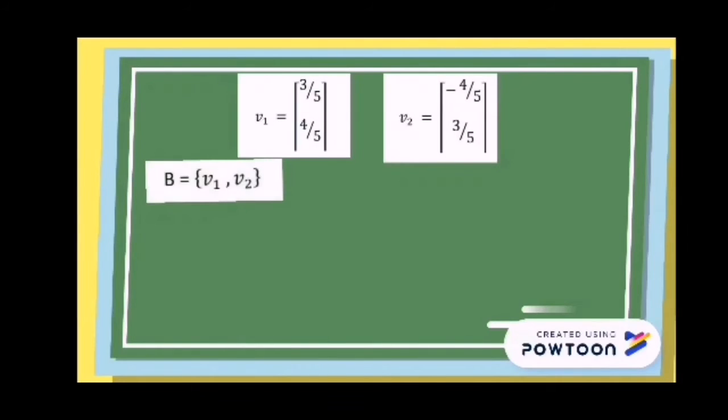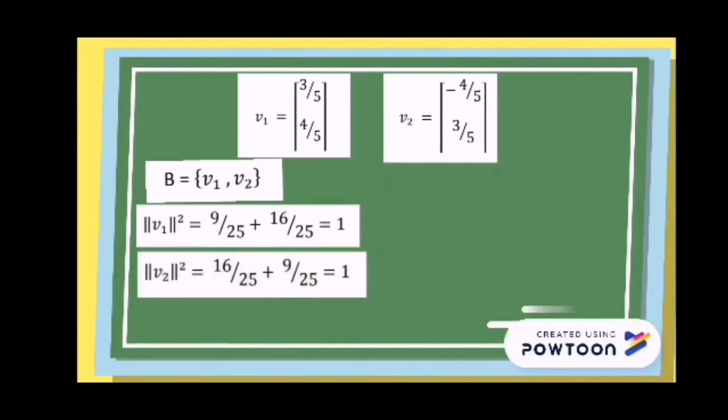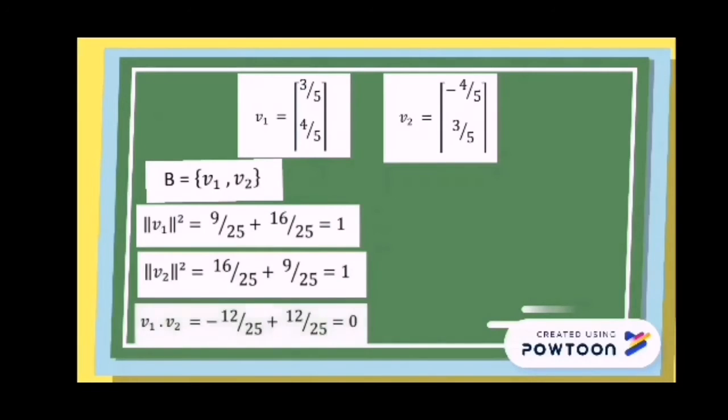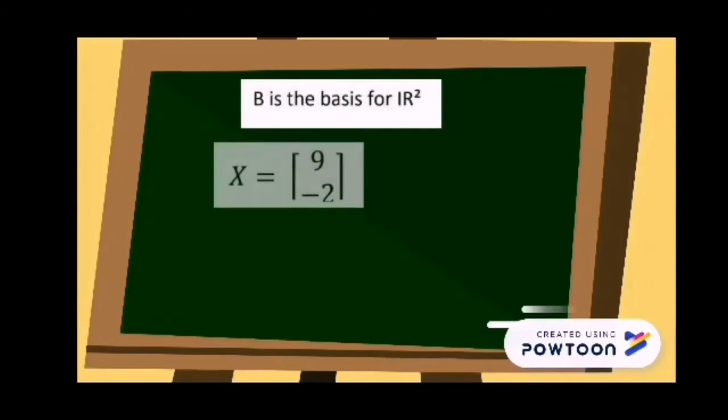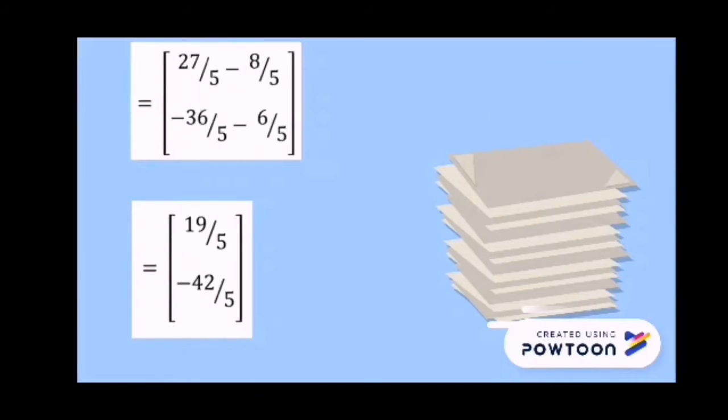From the question, we are given V1 and V2 where B is equal to V1 and V2. First, we find that V1 squared is equal to 1, also V2 squared is equal to 1. Then we have to find V1 times V2. The answer is 0. From that, we know that B is a basis for R squared. So, we are given X, and to find the coordinates we use the formula for X relative to B. And then, we just substitute into the formula and we get the answer. Okay guys, we are done.